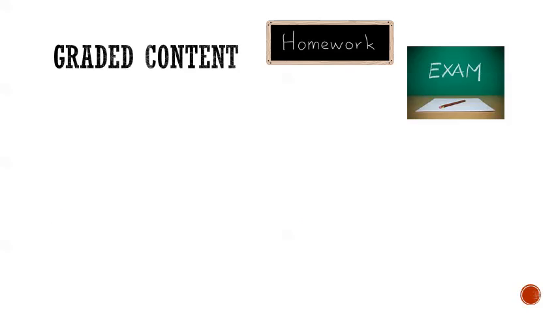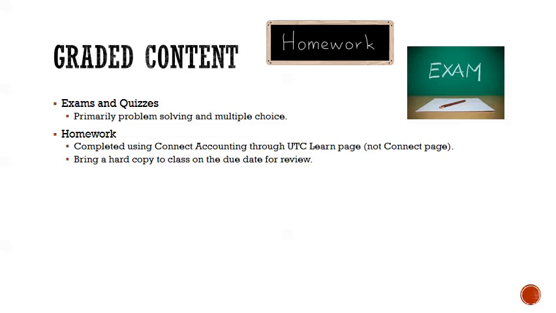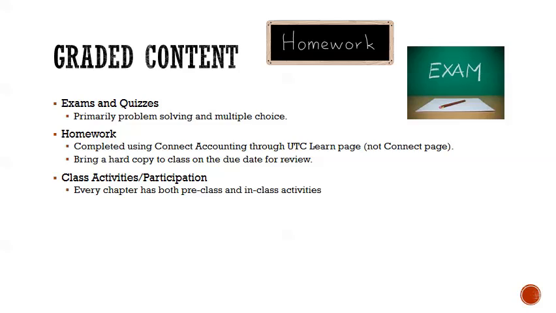What's going to be part of the grade? What's the content look like? Well, you have the exams and quizzes that are primarily problem solving and multiple choice, very similar to what we did in Intermediate Accounting 2, that style. The homework is going to be using Connect Accounting, just like we did in Intermediate 2. The class activities and participation, just like Intermediate 2, there are class activities that you complete before class, come to class ready to discuss them. That will help you understand the chapters. If you don't do that, it's going to be very difficult to follow along in class.